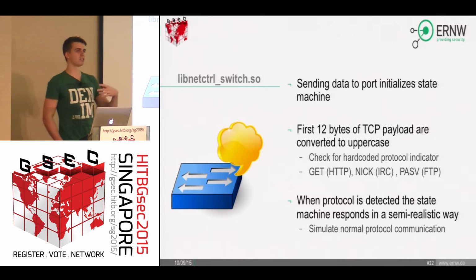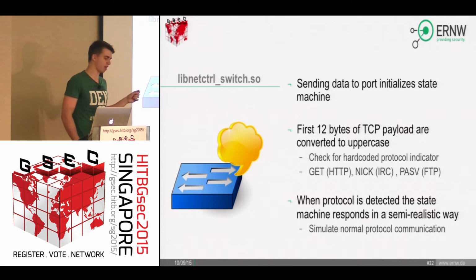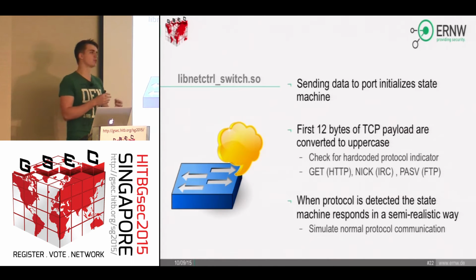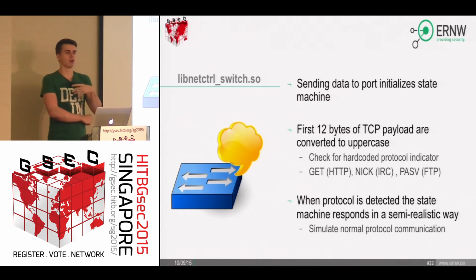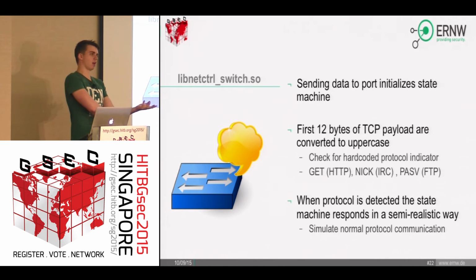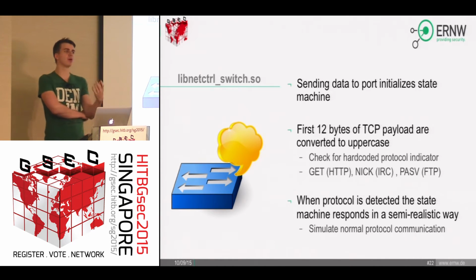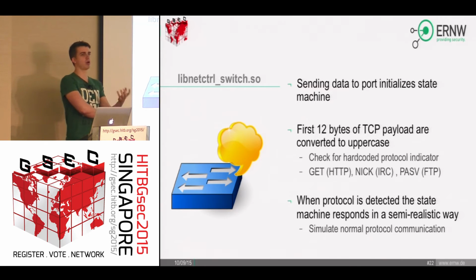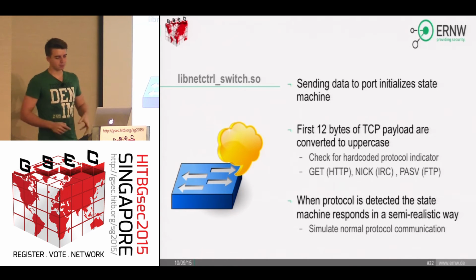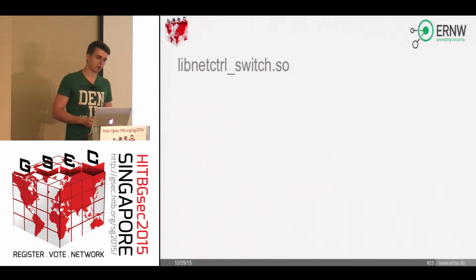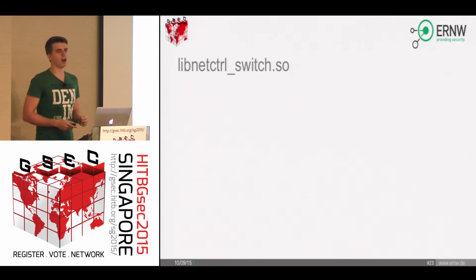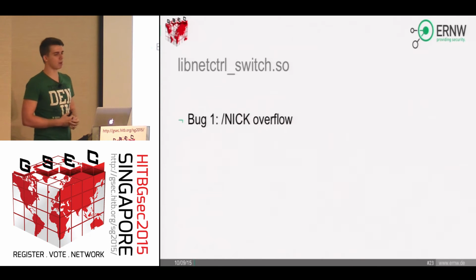And then when they have detected the protocol based on this technique, they try to respond in a semi-realistic way. So if you have an HTTP request, they will return an HTTP response to keep the malware running as long as possible. And they try to simulate normal protocol communication. Now, if you look at the code quality of this module, it's kind of not state of the art, I would say. So the first bug I found is a /nic overflow.